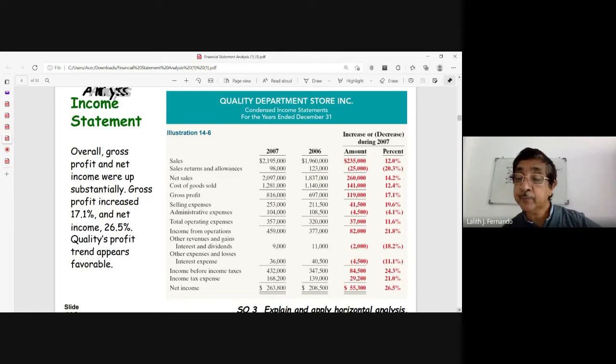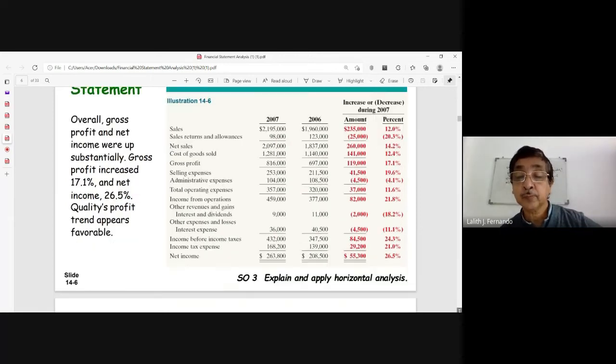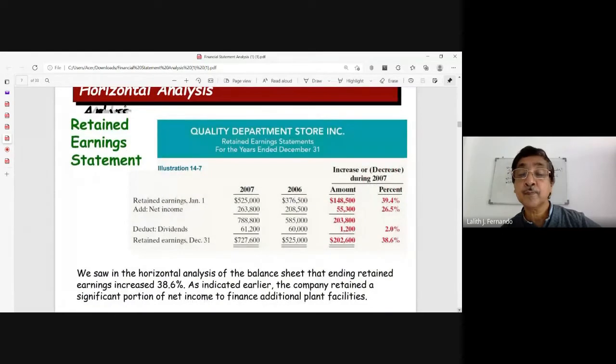Right. We will go to the next one. You can see retained earnings January 1st, 2006 it is 376,500. In 2007 it is 525,000. Net income added, deduct dividends. So you can just see the bottom part of it, from 2006 to 2007, 727,600.